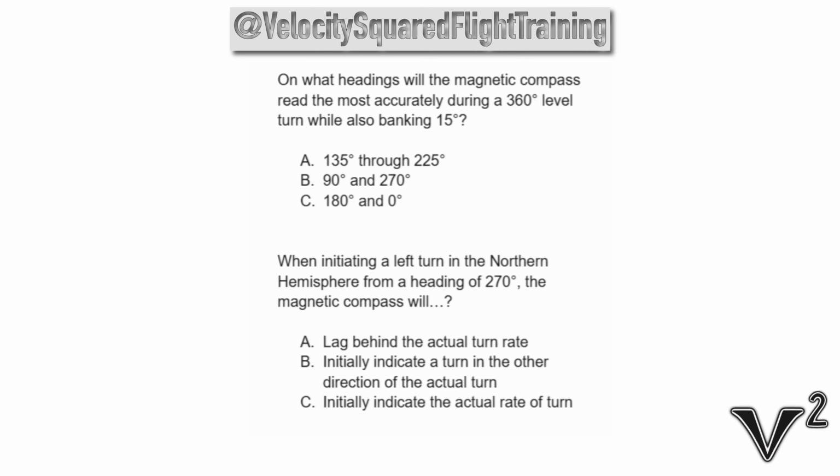Easy. All right, on what headings will the magnetic compass read the most accurately during a 360-degree level turn while also banking? So the key here is banking, because compass errors are turning errors, right? So if you're turning, your magnetic compass wants to be doing good stuff, but when your heading is north-ish or south-ish, you're going to get some turning errors, okay? So we're trying to be accurate with this. So when will it be the most accurate if northern and southern headings give you errors? Well, how about easterly or westerly headings?